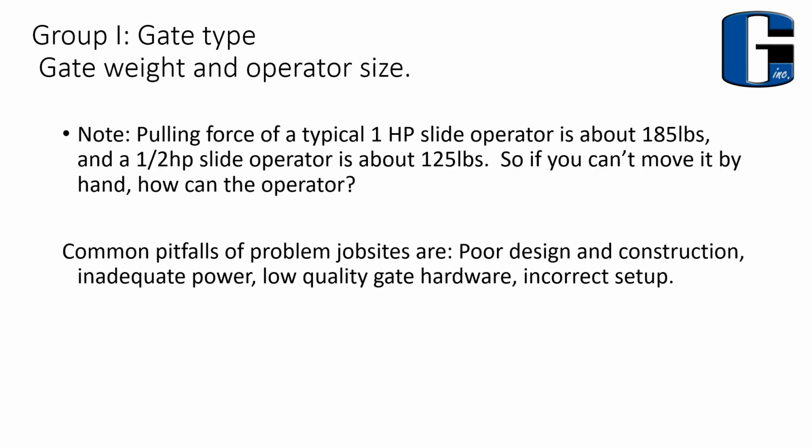So to make a note, the pulling force of a typical 1 horsepower slide gate operator is probably around 185 pounds, maybe a little more. Some operators are a little stronger than that, 200, 250. Half horsepower is probably about 2/3 of that, maybe 125 to 150 pounds. So that really means that if you can't move that gate by yourself, then don't expect the gate operator to do it very well or last very long.